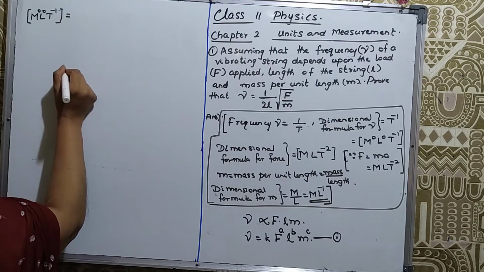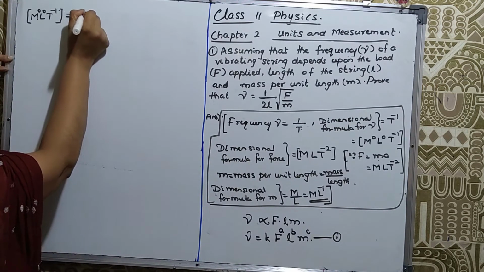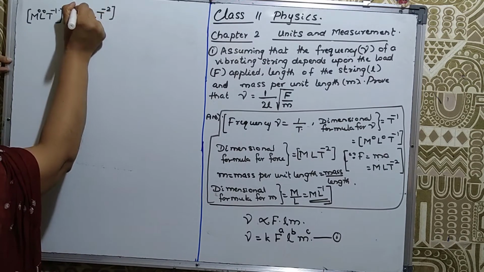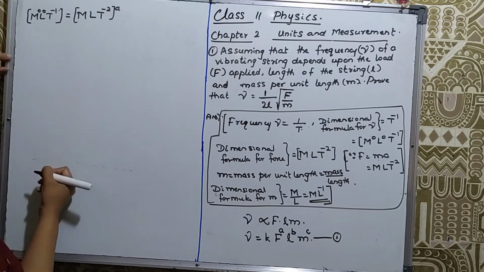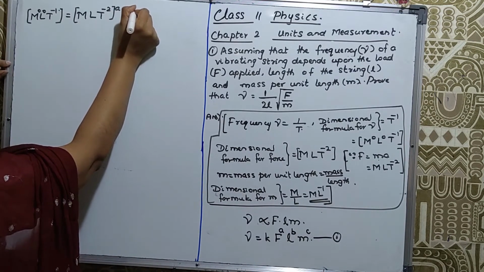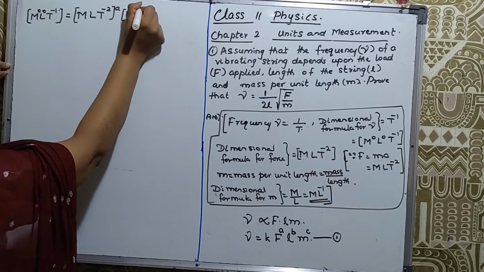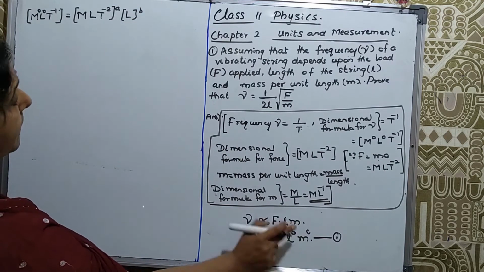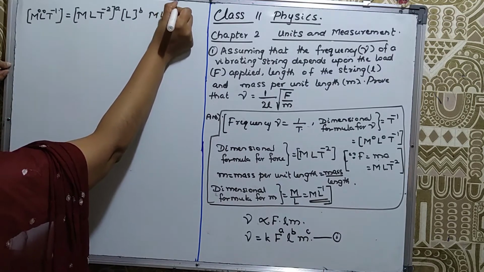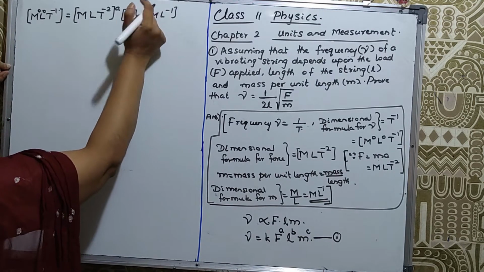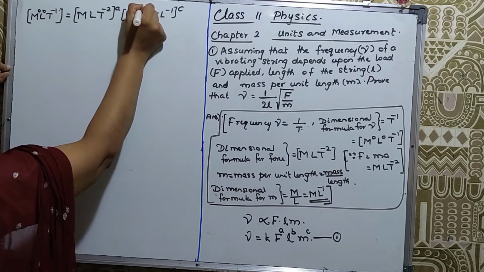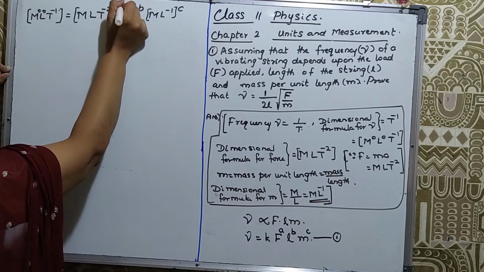Now here the dimensional formula for force is M L T raised to minus 2 and its power is a. Then next one L; L is L only and its power is b. Next one, mass per unit length, so it will be M L raised to minus 1. The power is c.